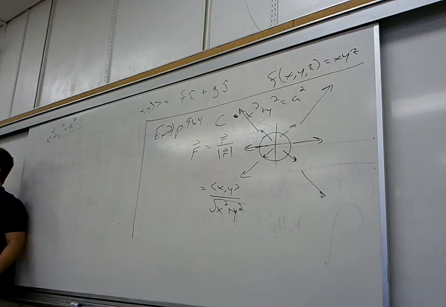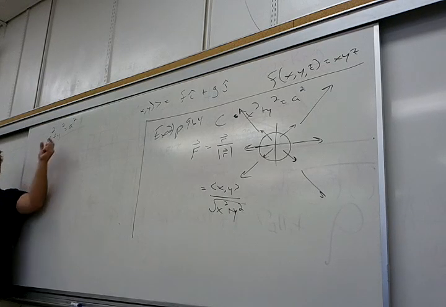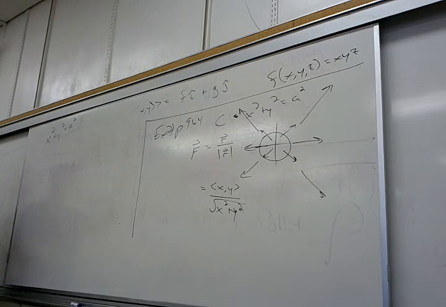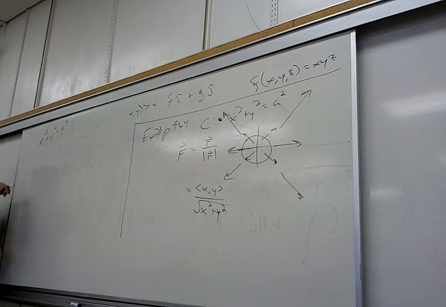Can somebody tell me how to write a parametric equation for a circle? What would that look like? What's it best to write circles in? Polar, right? So what would x be in this case?